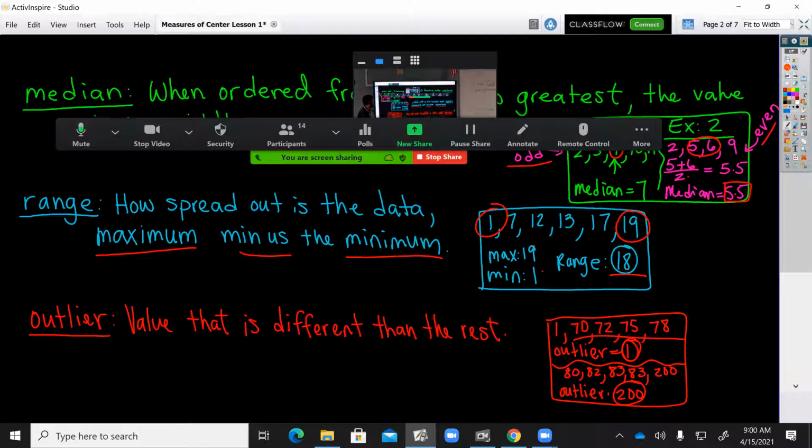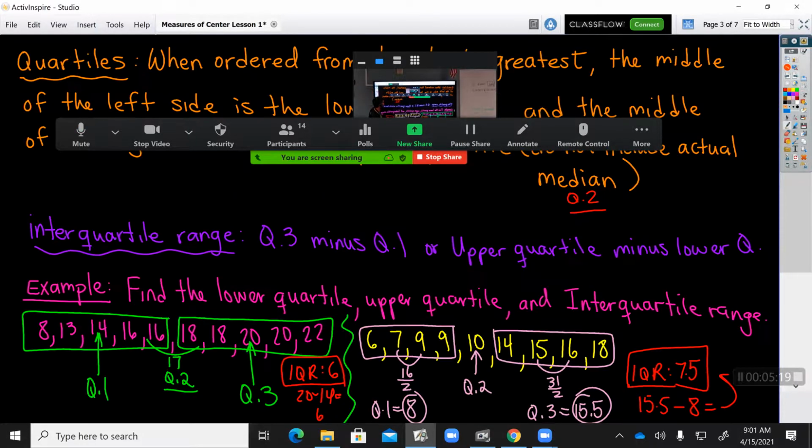Now over here on the second example below that one, all the numbers are in the 80s, and then you have 200 at the end. 200 is very different than all the other scores, so 200 would be your outlier. Any questions so far? All right. Let's move on to the final page here.